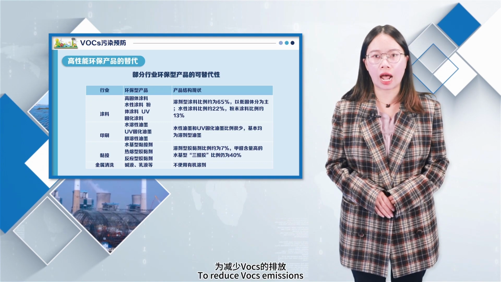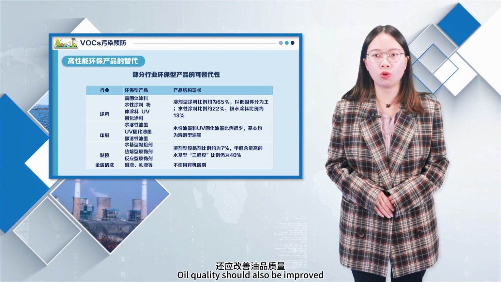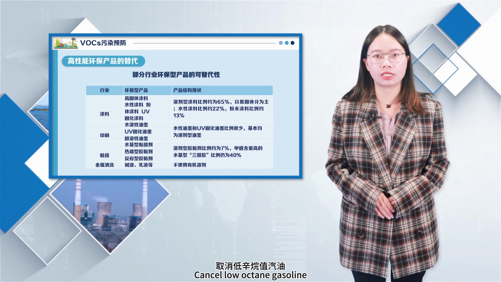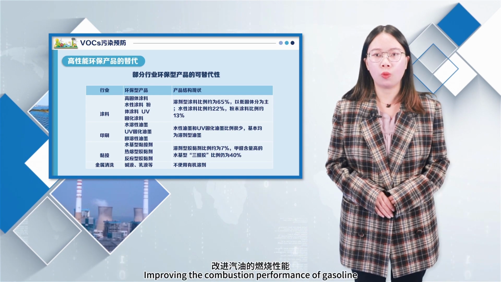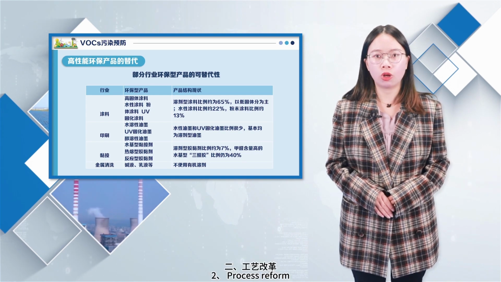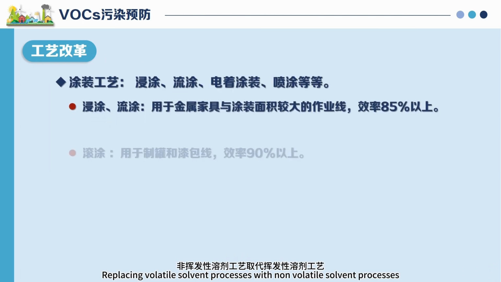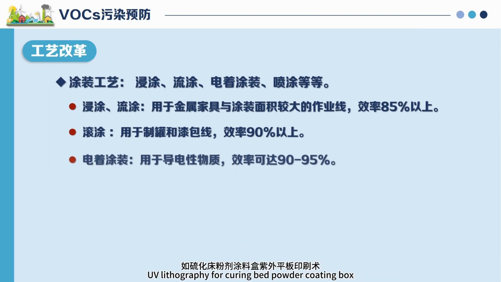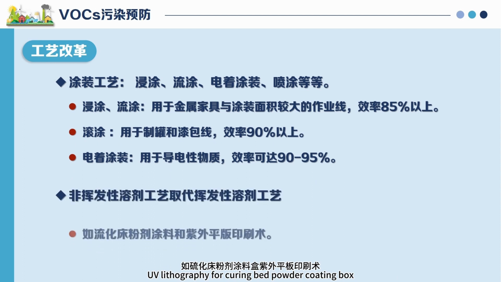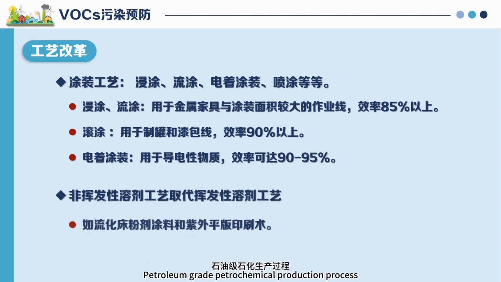To reduce VOCs emissions, oil quality should also be improved. Cancel low-octane gasoline, improving the combustion performance of gasoline. 2. Process reform, replacing volatile solvent processes with non-volatile solvent processes, such as UV curing for powder coating, petrochemical production processes, and recycling and utilization of vent gas.